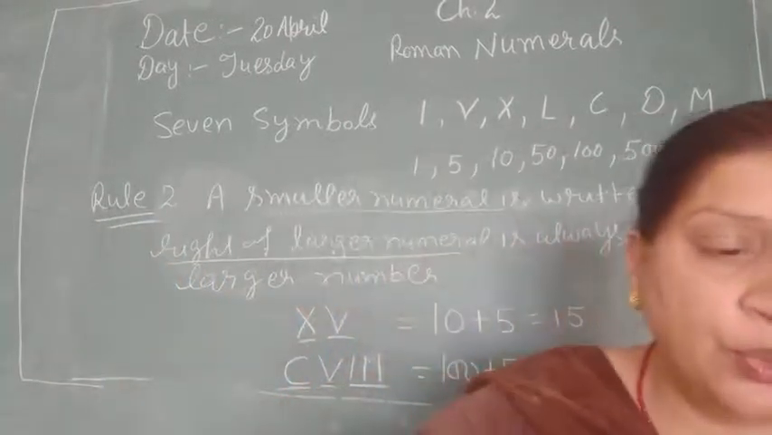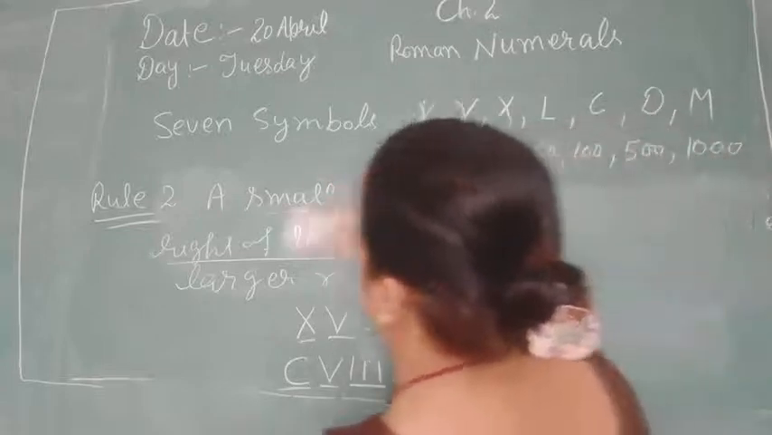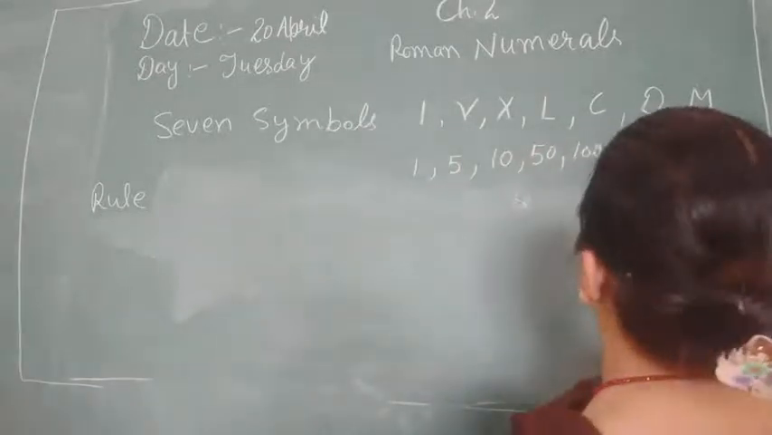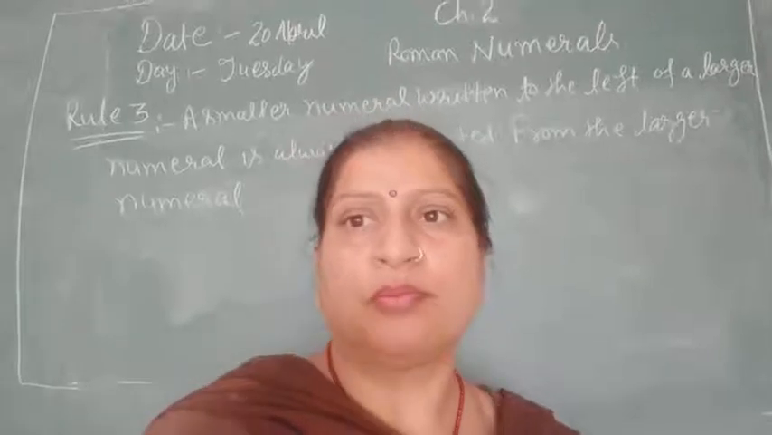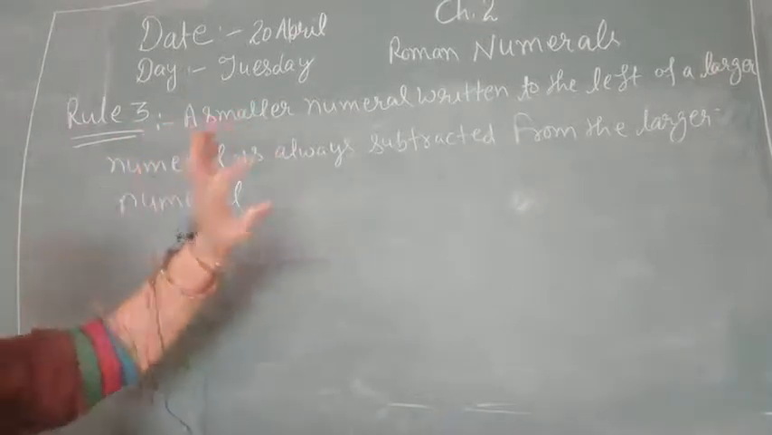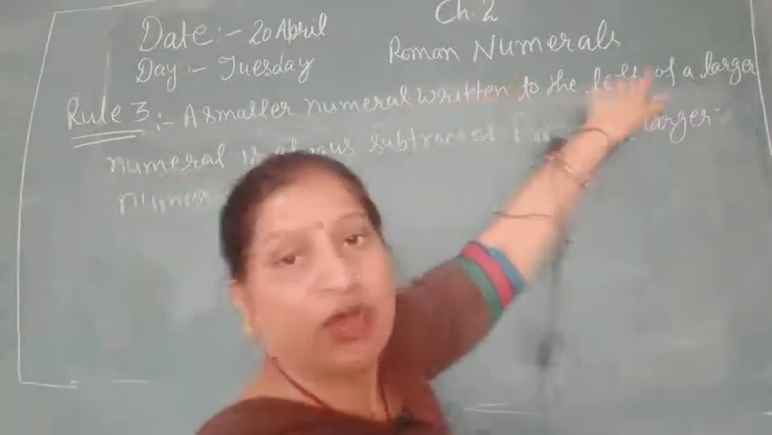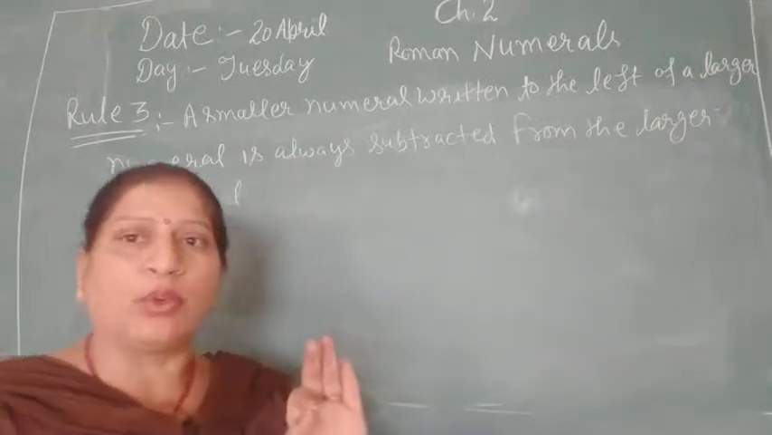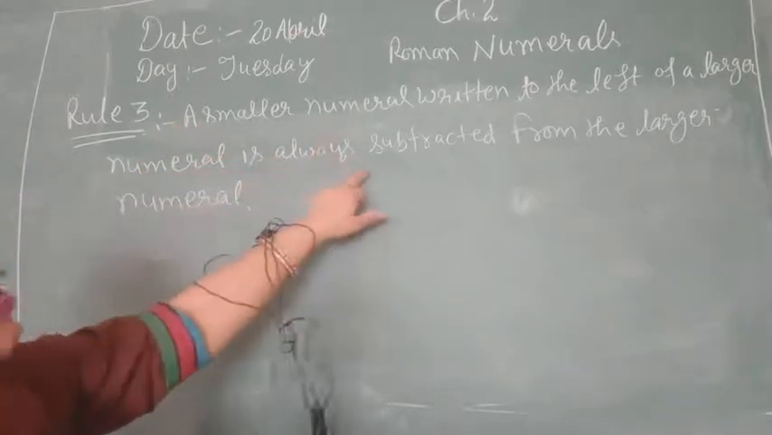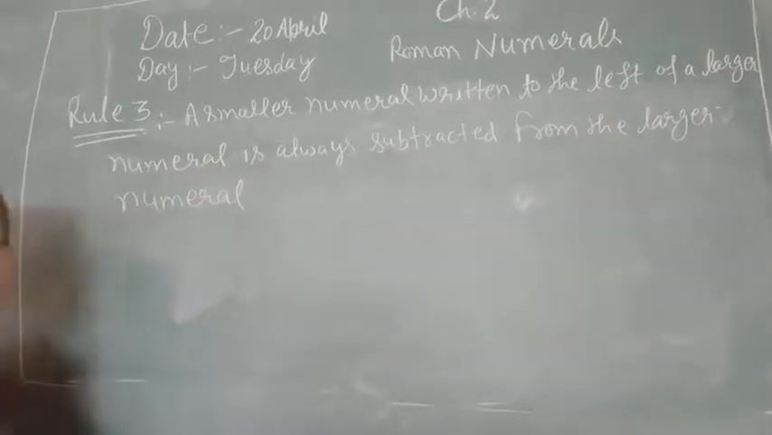Now we start to learn rule number 3. In this rule, a smaller numeral written to the left of a larger number means that whenever there is a smaller number written on the left side of a larger number, it is always subtracted from the larger number. So that number will be subtracted from the larger number.